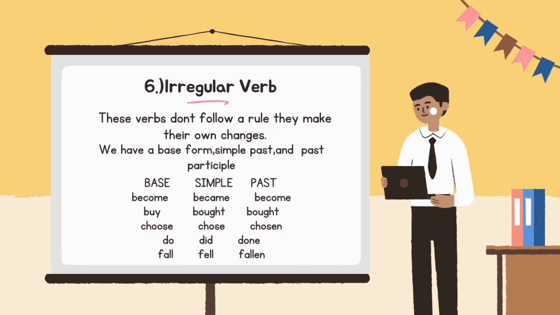Irregular verb. These verbs don't follow a rule, they make their own change. Here again, we have the base form, simple past, and past participle. They don't follow the rule of adding D or ED. Each word has a different ending. For example, become, became, become. Buy, bought, bought. Choose, chose, chosen. Do, did, done. Fall, fell, fallen.